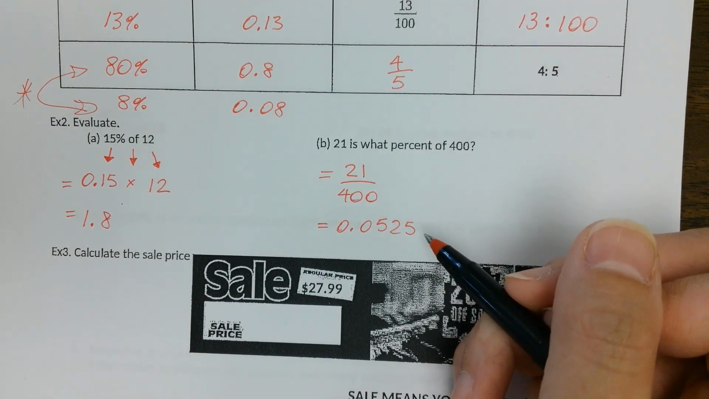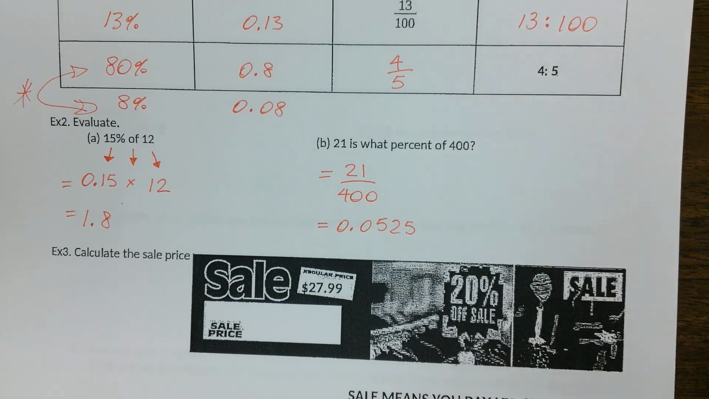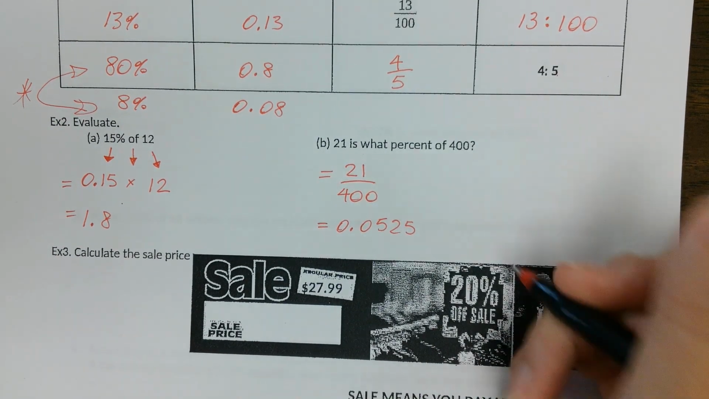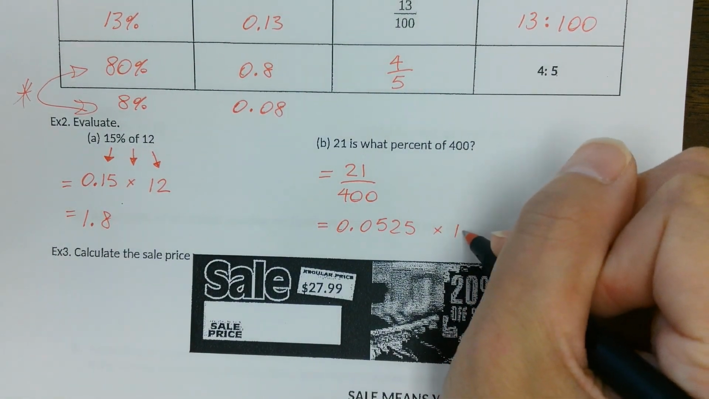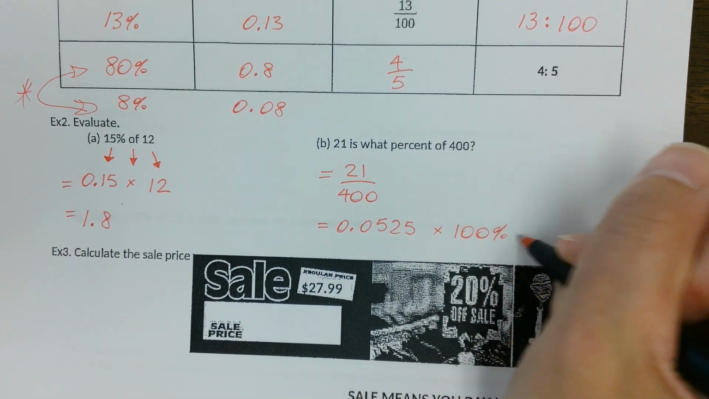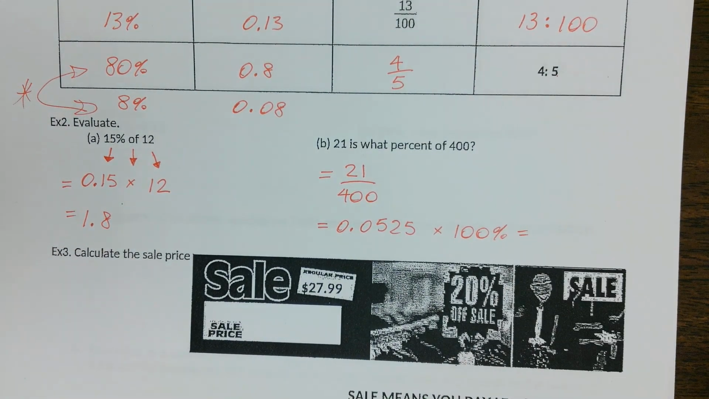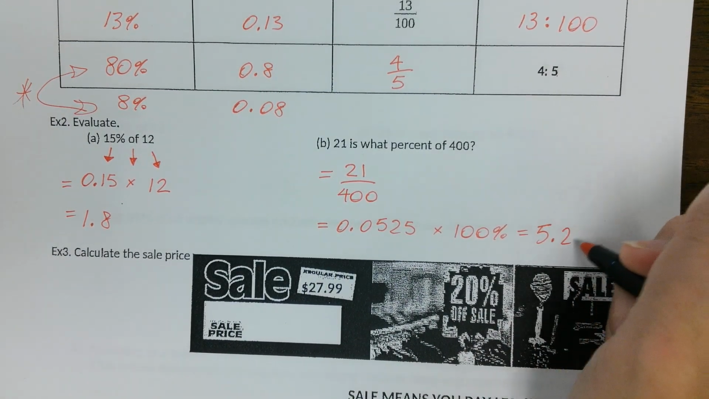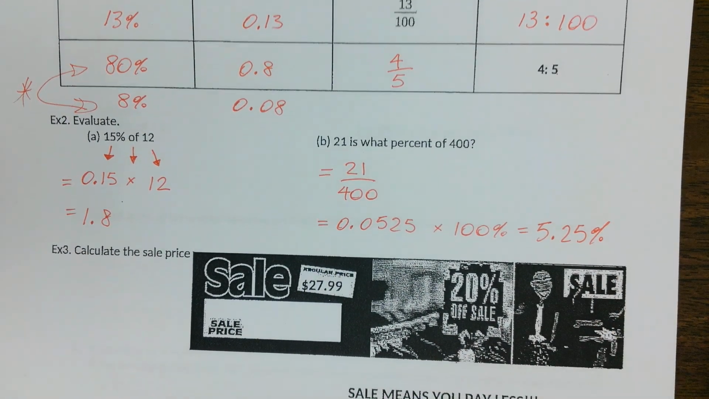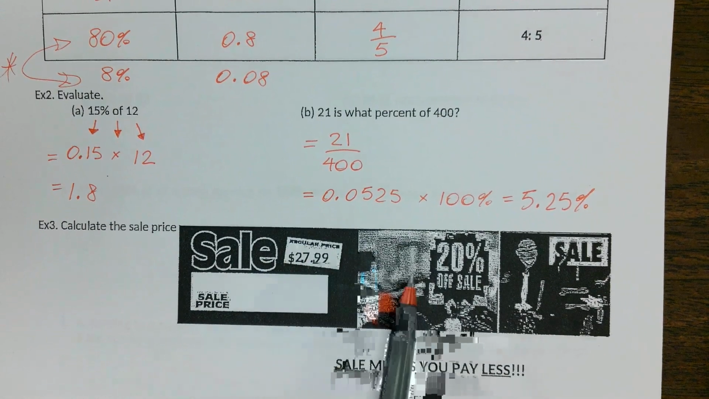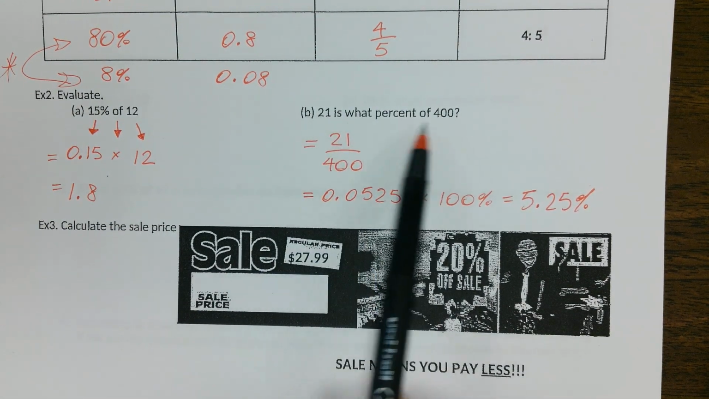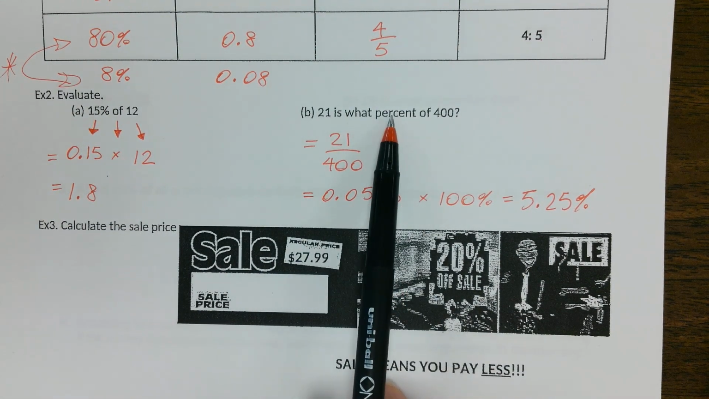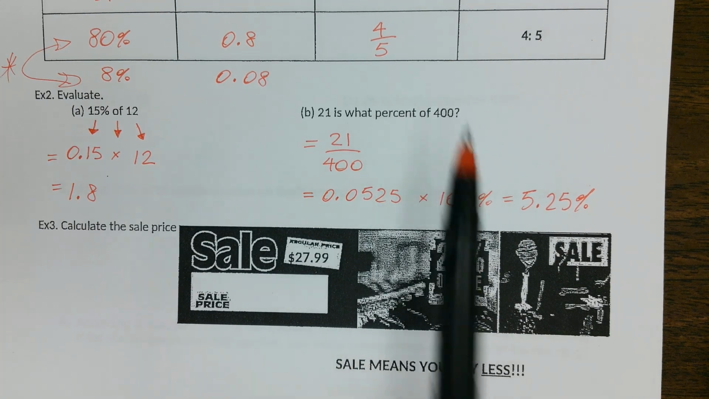This is not a percent. This is a decimal. So how do I change it to a percent? Times it by 100. So times by 100, you get 5.25%. So now if you read it, it's like 21 is 5.25% of 400.